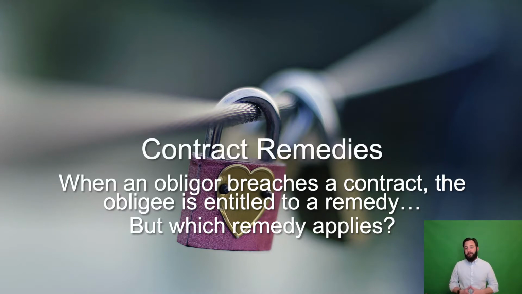In general, contract promises must be kept. So when an obligor, meaning a person who has an obligation, hence obligor, breaches, fails to perform that obligation under a contract, the obligee, the person who is to receive the benefit of that promise, is entitled to a remedy. Which remedy? We're going to find out.